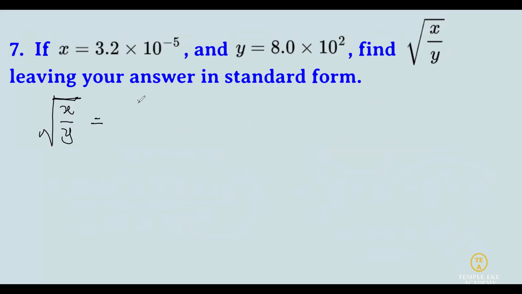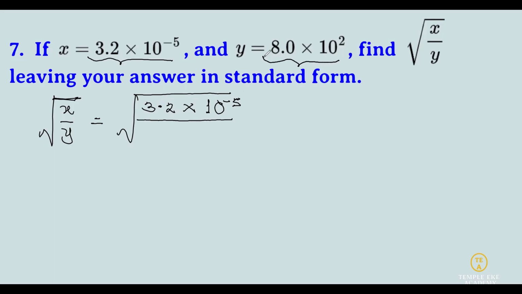By direct substitution of given values, we have the square root of x divided by y. Let's substitute the value of x. Both values are in standard form. So bring in the value of x: we have 3.2 times 10 to the power minus 5, divided by the value of y. The value of y is spelled clearly here: 8.0 multiplied by 10 to the power 2. This is beautiful. Now, how do we deal with this?